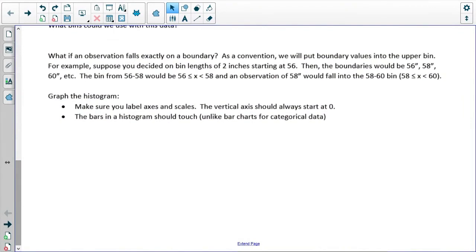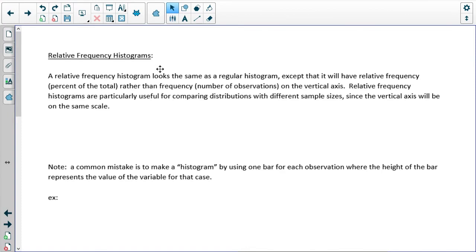When you make a histogram, make sure you label the scales and axes. You should always start at 0 on the vertical axis. You should not start at like 10 or 12. The bars in a histogram should touch, like we just showed. So that's important.